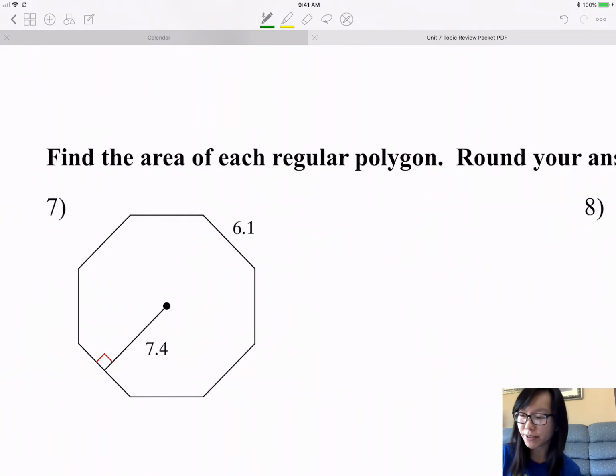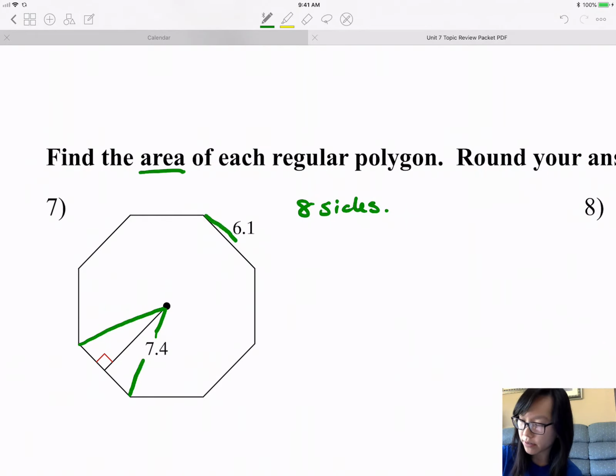Now we're going to do number 7, which is to find the area. The way I taught you guys was to use the area of a triangle first, and then find the area of the polygon. Notice this polygon has 8 sides. So let's first go ahead and try to find the area of this triangle.